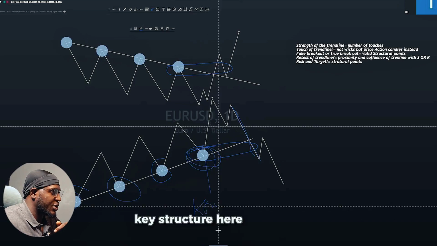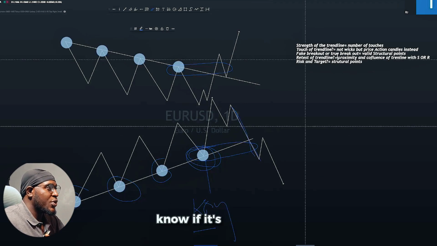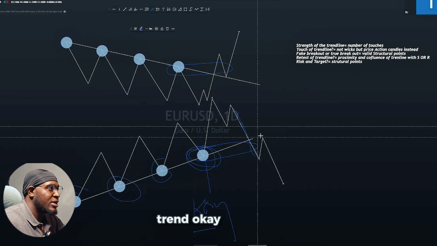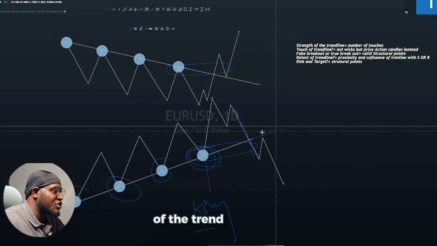This is the key structure here. Okay, that's how you identify the breakouts. Now, that's how you know if it's a true breakout or a false breakout. Now, how do you catch the trend? Okay, how do you catch the retest of the trend line? Are we just taking the retest of the trend line?